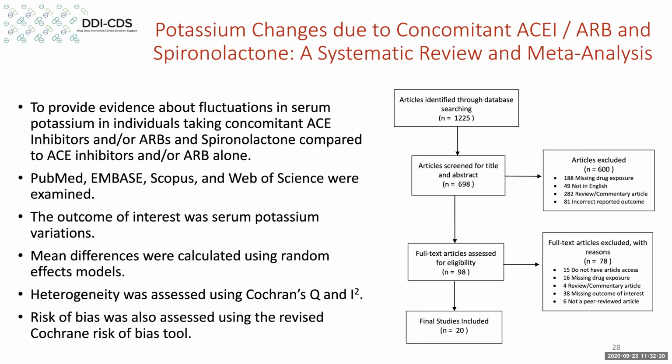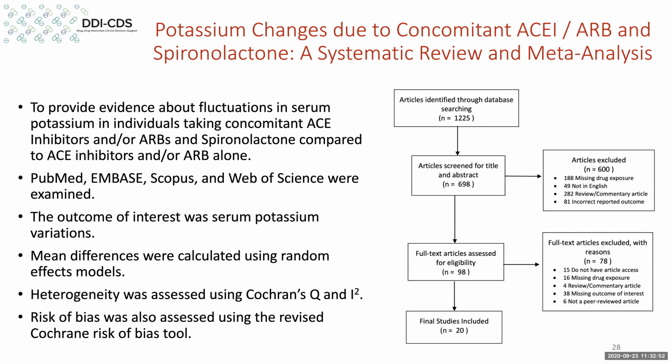So from those 98 articles, we finally read through the entire text of all of them, and we excluded 78, which is a big number too. And then we included 20 randomized controlled trials that were reporting differences between those using the combination and those using only ACEs or ARBs.